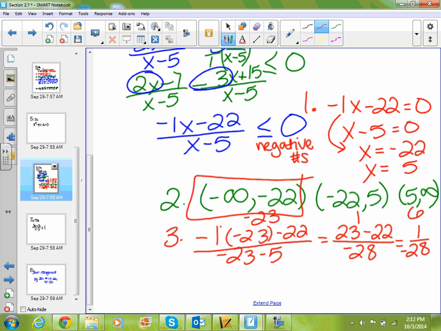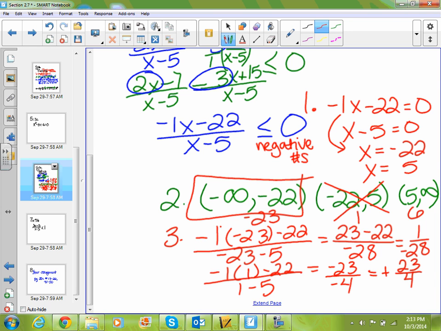Okay, so then if we look at 1, we get negative 1 times 1 minus 22 over 1 minus 5. Well, negative 1 times 1 is negative 1. Negative 1 minus 22 is negative 23. And 1 minus 5 is negative 4. And the negative divided by a negative gives me a positive, so it's going to be positive 23 over 4. Which doesn't work, right? Because we're looking for negative numbers.